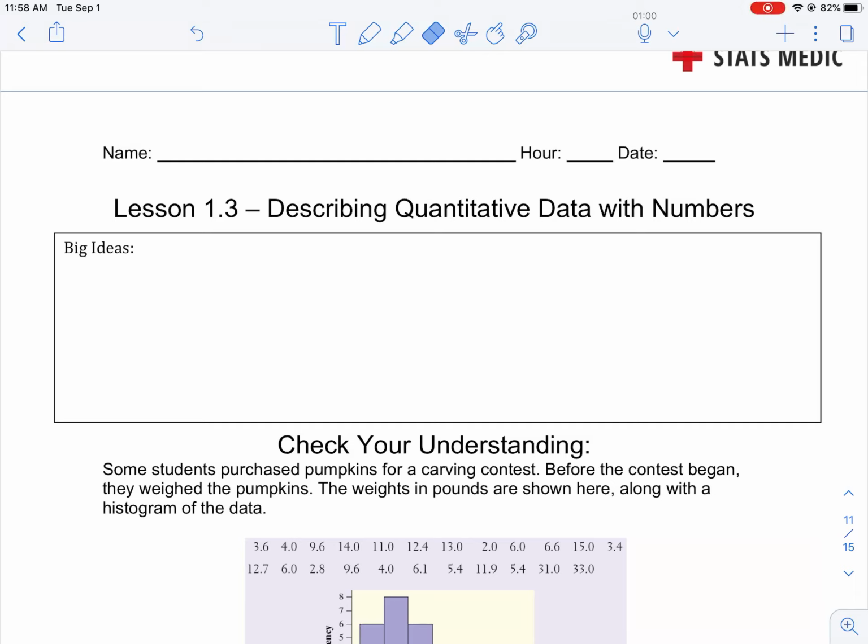Today we're going to talk about lesson 1.3, describing quantitative data with numbers. We've already sort of been doing this, right? As a recall, quantitative data is data that can be described by numbers: how many pairs of shoes you have, how many states you visited, what your height is, what your weight is, those sorts of things.